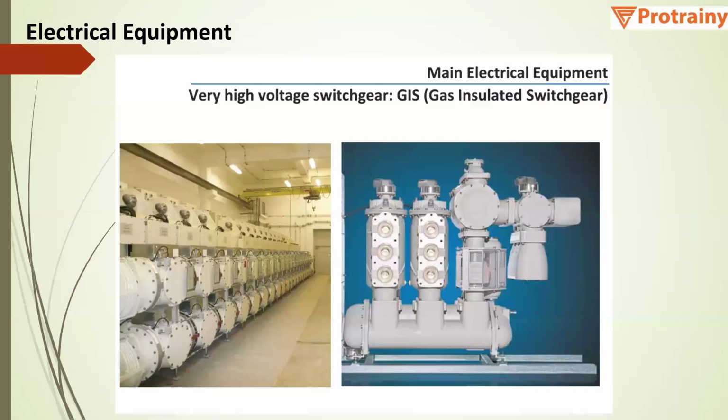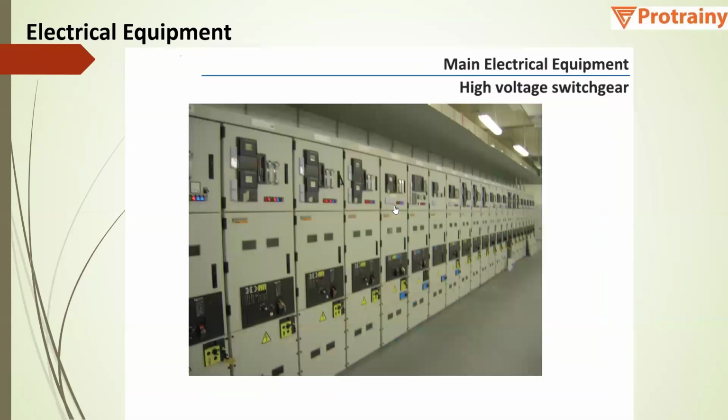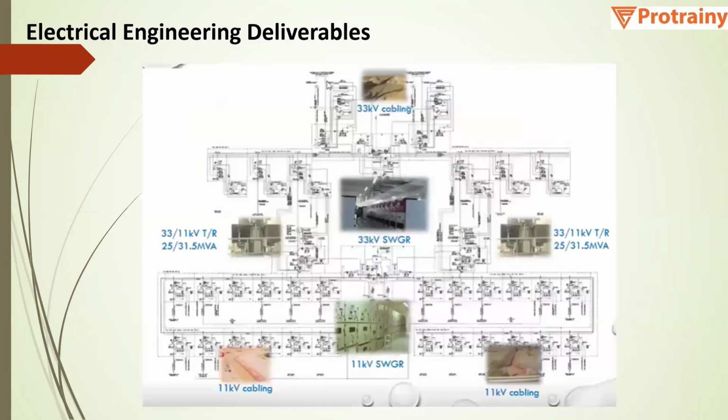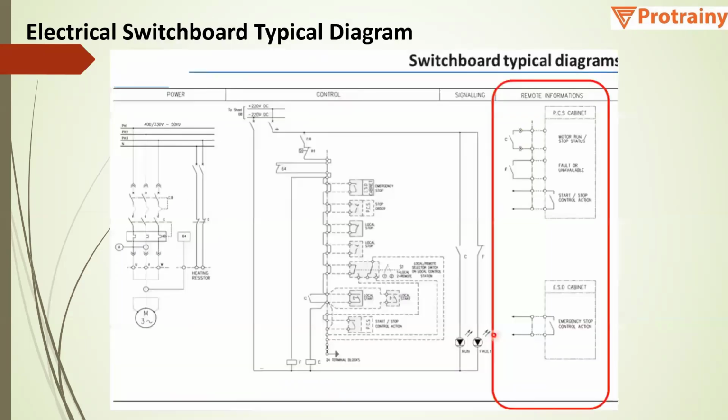So this is a picture of a gas insulated switchgear in the electrical substation. This is the high voltage switchgear. This is a low voltage switchgear. This is basically a network which shows the various voltages required across the site and their interconnection. So this is a typical switchboard diagram.